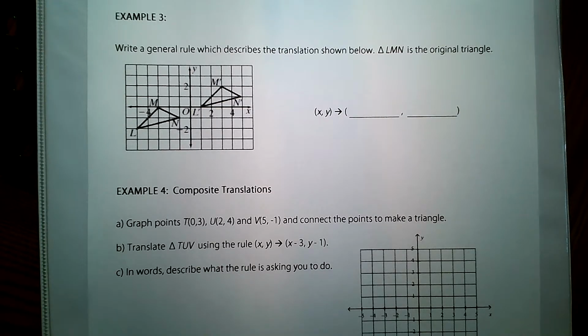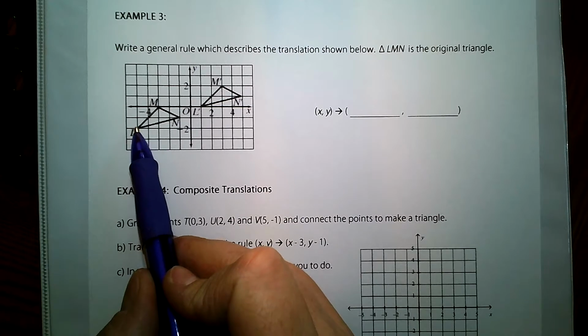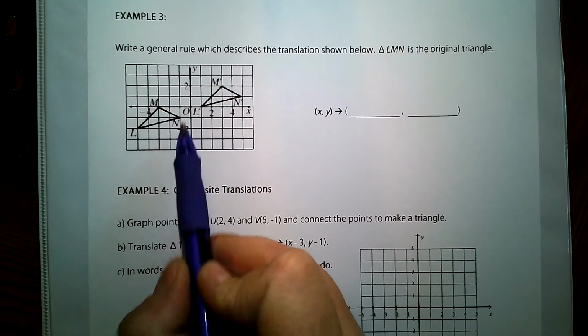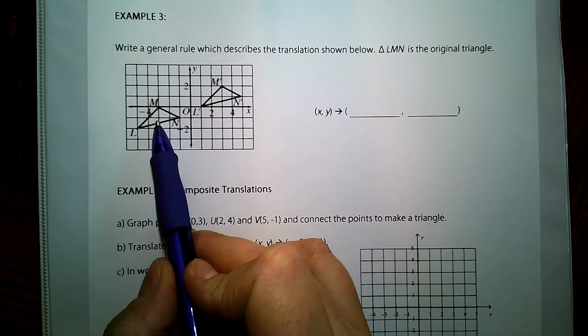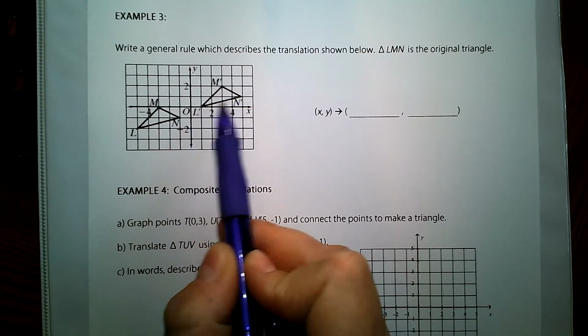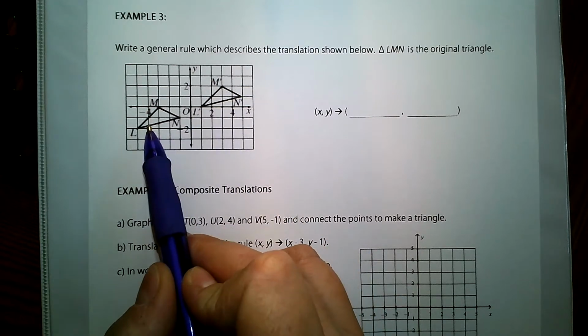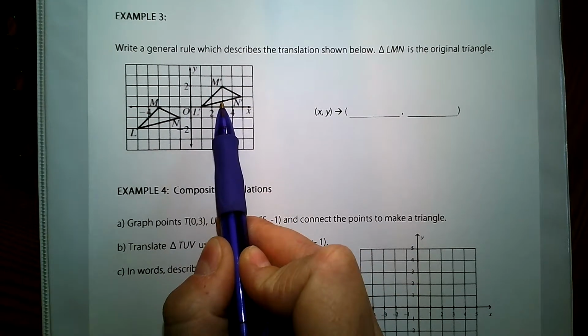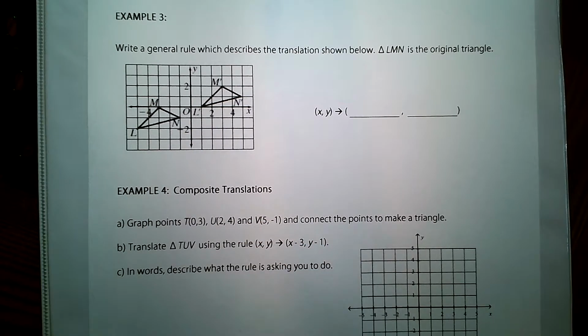Okay, in example number 3, I have already graphed both the image and the pre-image. Our pre-image is here at LMN in quadrant number 3. LMN has been translated to this location, and that's denoted by these tick marks. This is how you can tell which one the original is and which one is the image that's been copied. So our directions here say, write a general rule which describes this translation.